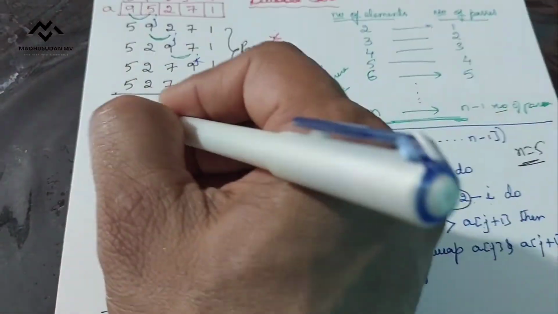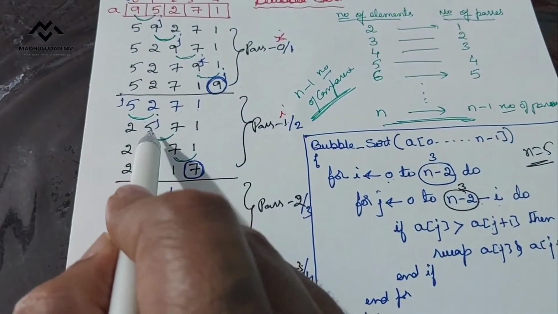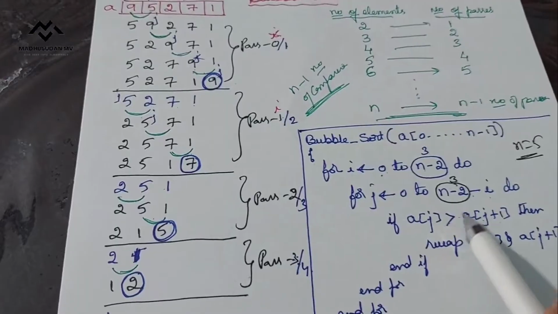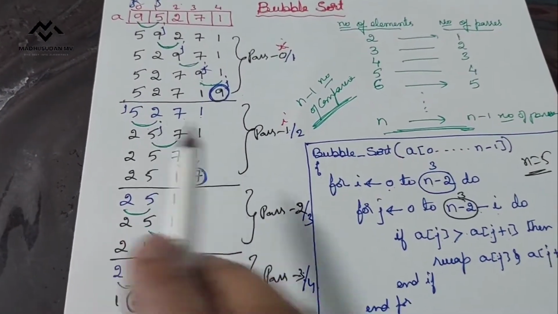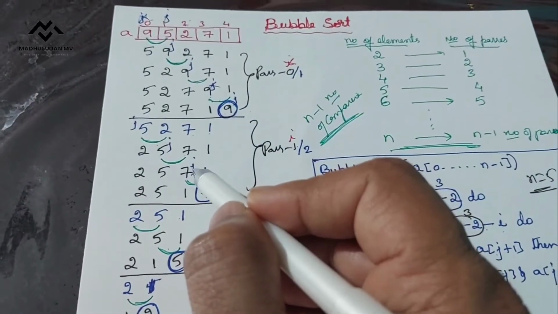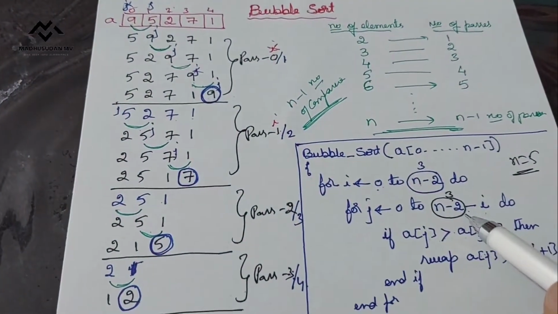Again increment, now J gets incremented. Now again I'm comparing a of J with a of J plus 1, but the condition is false. A of J is not greater, so it comes out of the if block. Go to the next iteration of the jth for loop. J becomes 2. 2 less than or equal to 2, true.